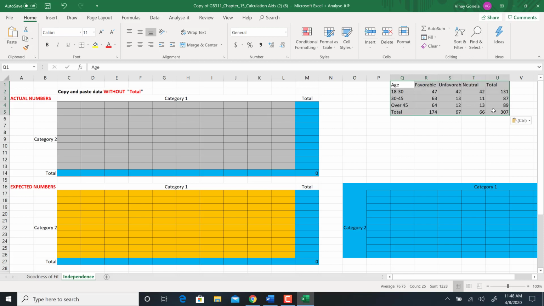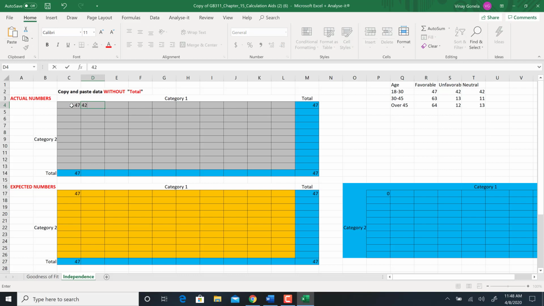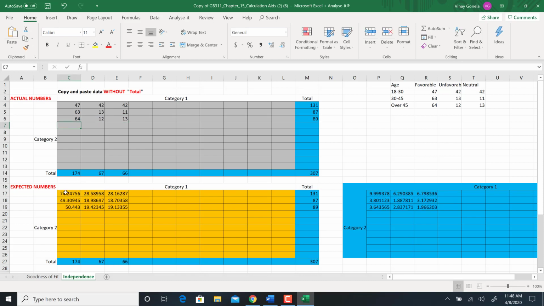I will copy the data. Again, I'm going to remove the totals here on the row and the column. I'm going to key in only these data sets. So now I'm going to key in 47, 42, 42, and then 63, 13, 11, 64, 12, and 13. So once you have this, these are your expected values.